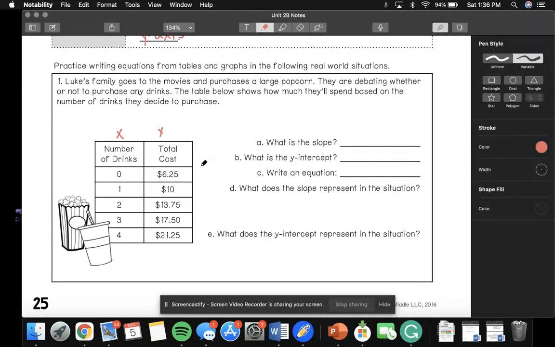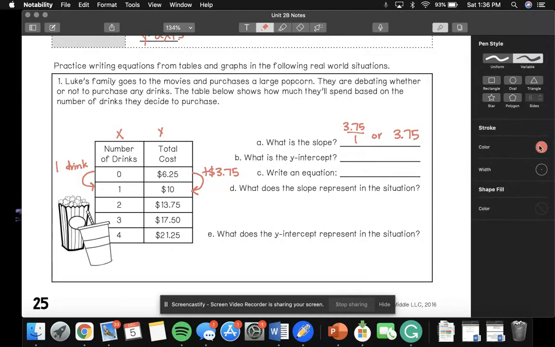I'm just going to use the first two. And so I find the change from $6.25 to $10, and that would be a change of $3.75. The change in the x's is from 0 to 1, and that would be 1 drink. So my slope is 3.75 over 1, or we could just simplify that to 3.75. Because this is a word problem, it's okay to have decimals in this case.